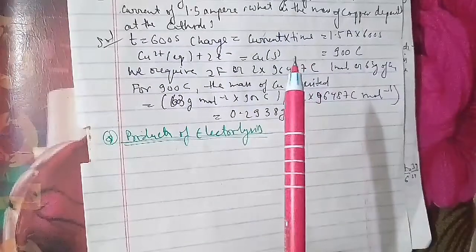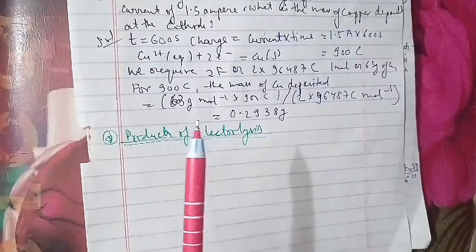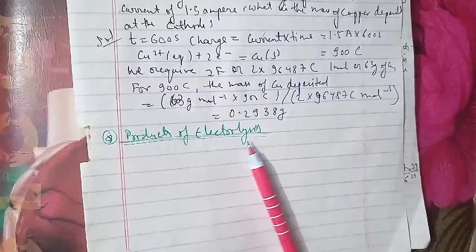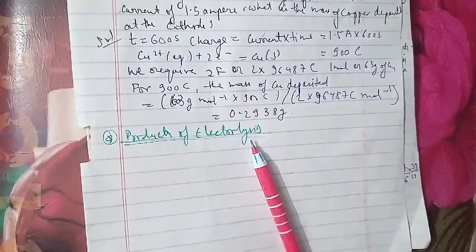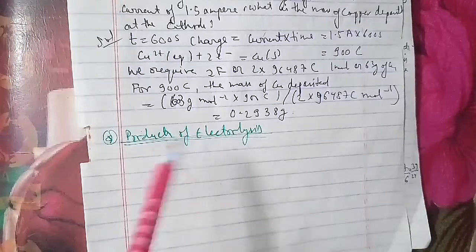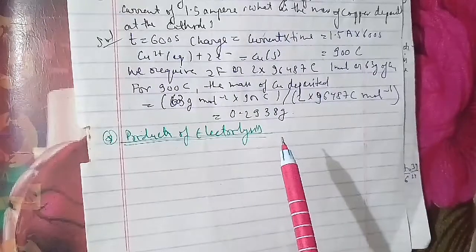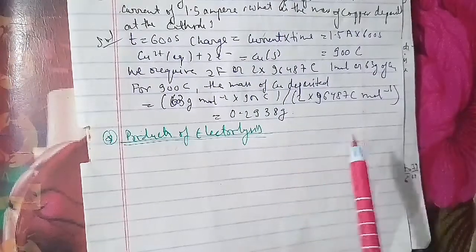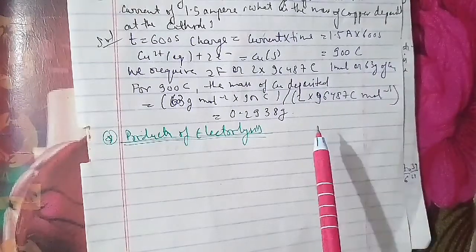For example, if you use molten NaCl, the products of electrolysis are sodium metal and Cl2 gas. Here we have only one cation, Na+, which is reduced at the cathode: Na+ + e- gives Na. And one anion, Cl-, which is oxidized at the anode: Cl- gives half Cl2 plus e-.